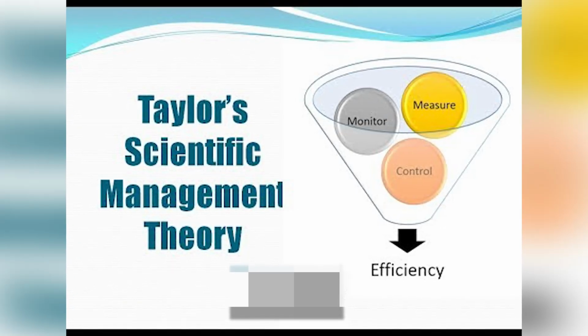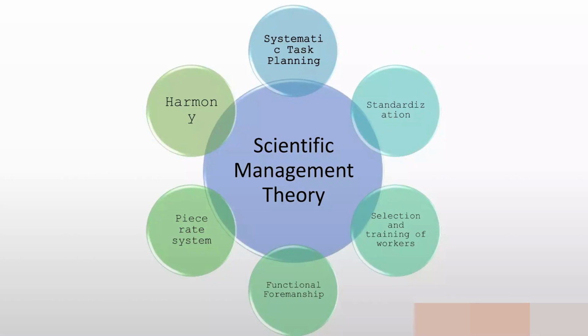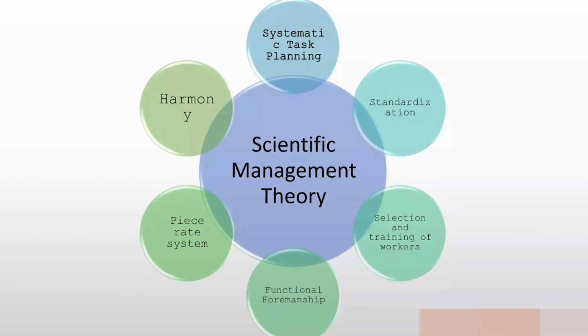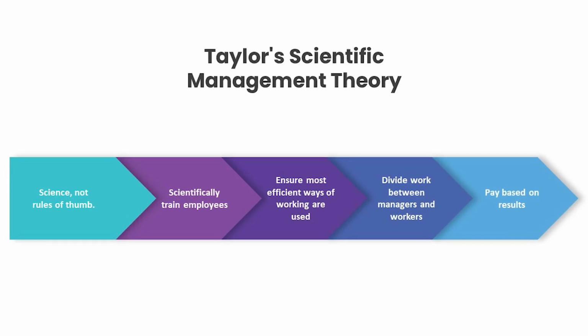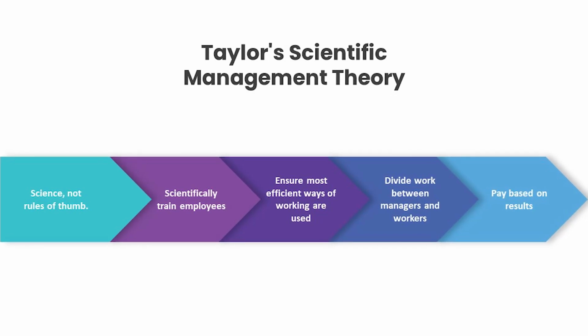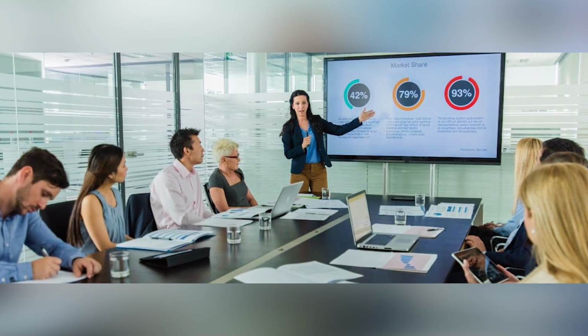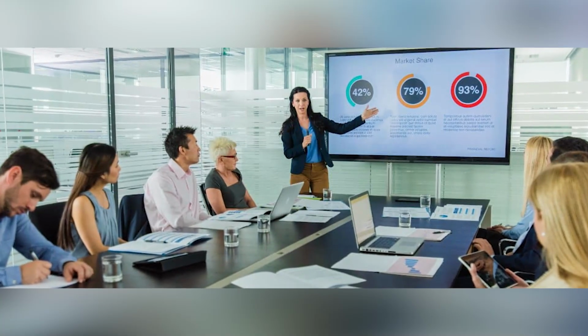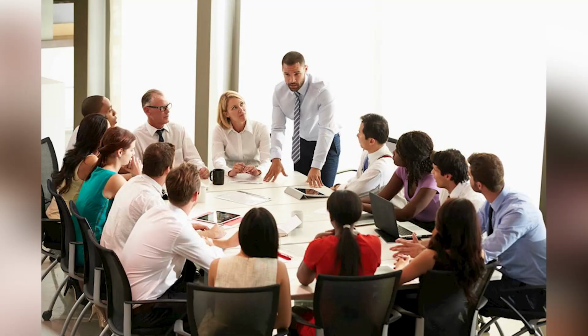Some of the key principles of scientific management theory are: develop a true science for each element of a man's work, that is, standardization. The second key principle of scientific management theory is scientifically select, train, and develop the workman. And the third key principle of scientific management theory is divide work and responsibility almost equally between management and workers.